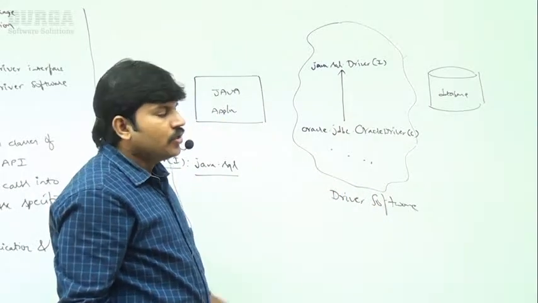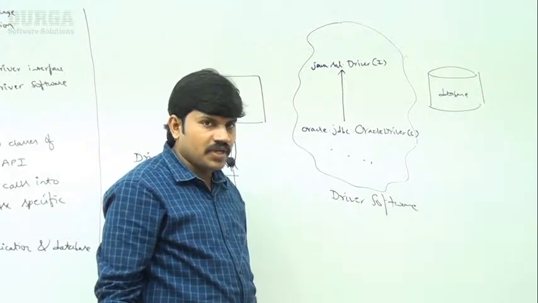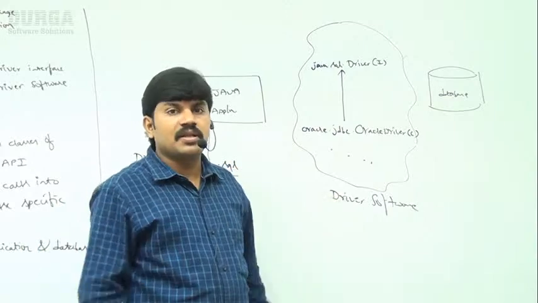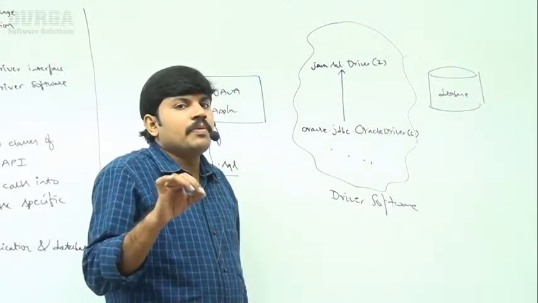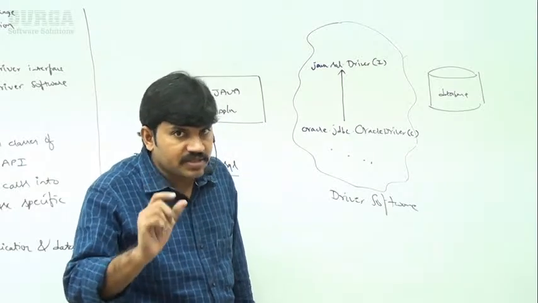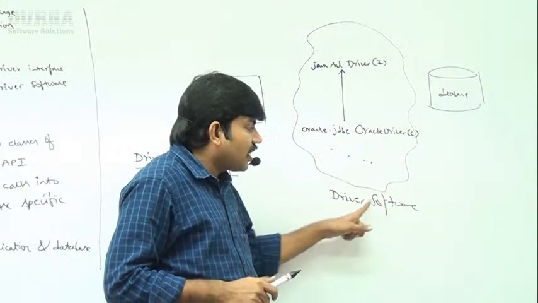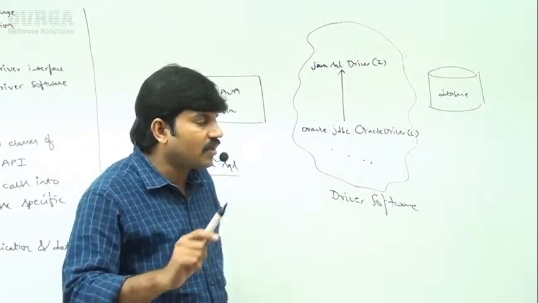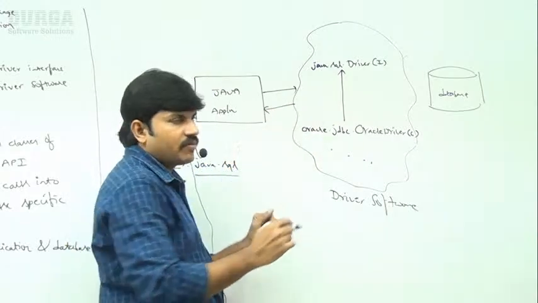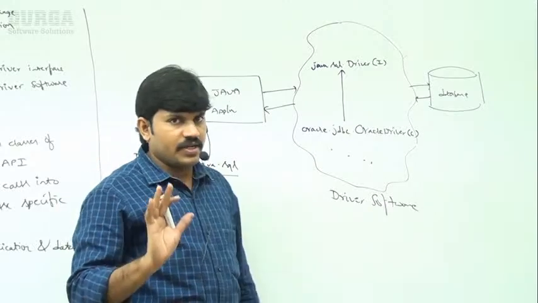Remember this one, sir: the driver class is present inside driver software. Like the driver class, there are multiple implementation classes available: the implementation class of the Statement interface, of the Connection interface, and of the ResultSet interface. All those are available inside driver software. So the Java application can communicate with driver software, and driver software can communicate with the database. Can everyone understand?